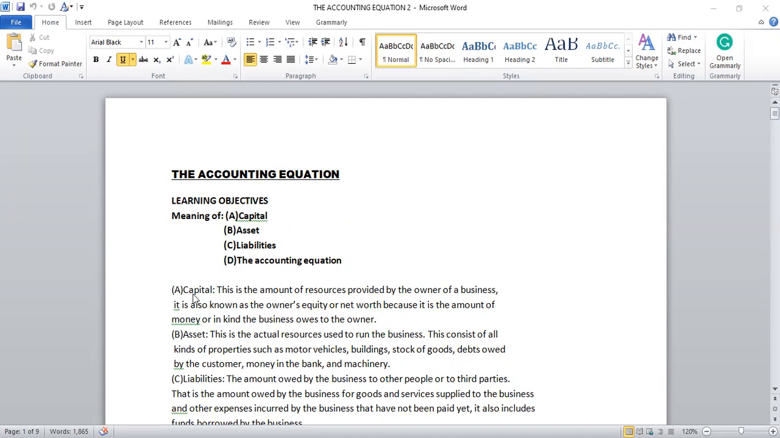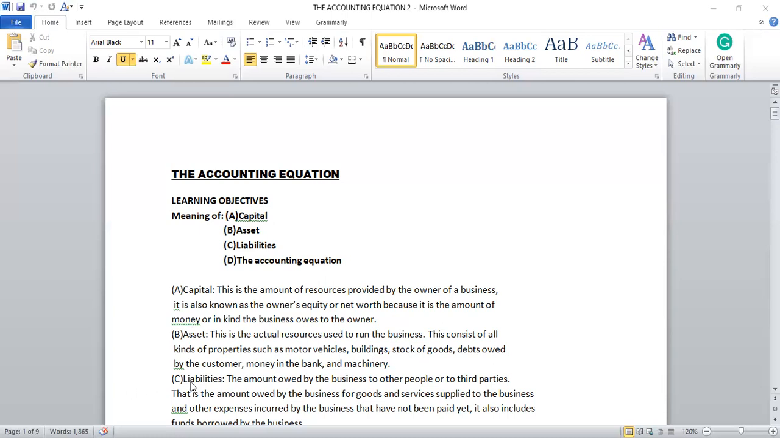A, capital. When we say capital, what's the meaning of capital in accounting? This is the amount of resources provided by the owner of a business. It is also known as owner's equity or net worth because it is the amount of money or in kind the business owes to the owner. B, asset. What's the meaning of asset? This is the actual resources used to run the business. This consists of all kinds of properties such as motor vehicles, building, stock of goods, debts owed by the customer, money in the bank, and machinery.